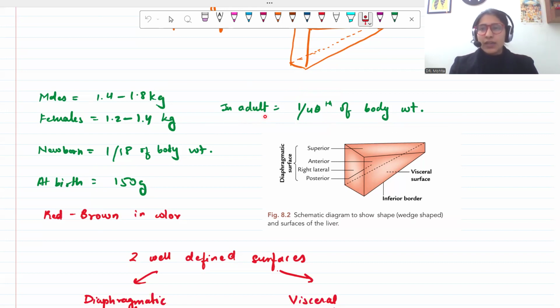Can we move forward? Also, liver का color होता है normal color, reddish brown in color. Fine.